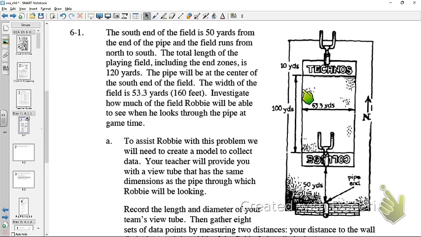Again, the playing area is only 100 yards long. The width of the field is 53.3 yards, and the pipe will be at the center of the south end. The width of the field is 53.3 yards, or 160 feet.